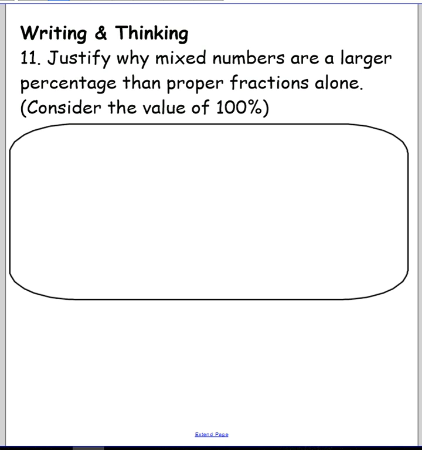So here's some food for thought. Try to justify why mixed numbers are larger percentages than proper fractions alone. A mixed number has a whole number and a fraction. Proper fractions are where the numerator, the top, is smaller than the denominator, the bottom. And it wants you to consider the fact that 100% is equal to what number? So pause and take a minute to jot down some thoughts and ideas, and then you can see what I have.